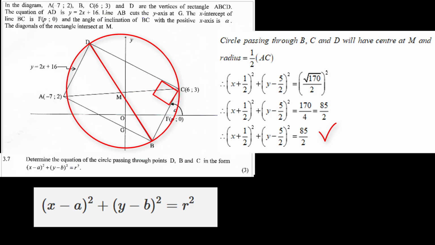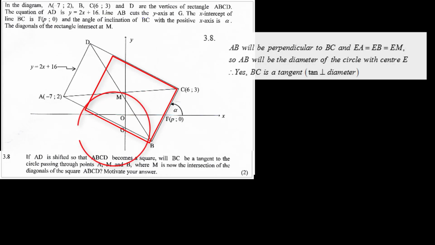Question 3.8. For 2 marks, if we shift AD so that ABCD becomes a square, is BC a tangent to the circle passing through AMB? Well, the answer is yes. In the new square, the angle AMB is 90 degrees, so the new AB is the diameter and BC is perpendicular to the diameter, so it is a tangent.